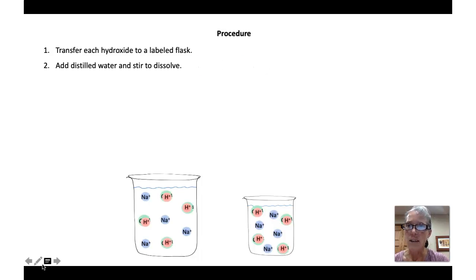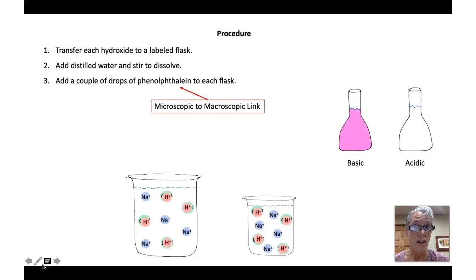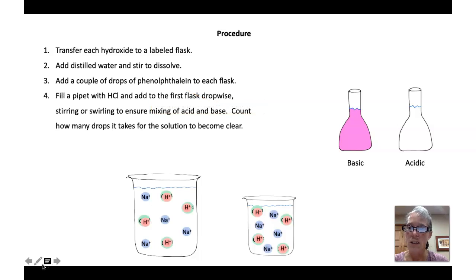Okay, so number 3, we're going to want to add some phenolphthalein because this is how we tell what's going on at the microscopic level. When phenolphthalein is pink, that means we have an excess of hydroxide. When it's clear, that means that the solution is more acidic. Okay, so then what we're going to do is add HCl to the first flask dropwise. We want to stir it to ensure that we're getting good mixing of the acid and base, and simply count how many drops it takes for the solution to become clear. Simple, simple. Repeat that with the other 2 flasks.